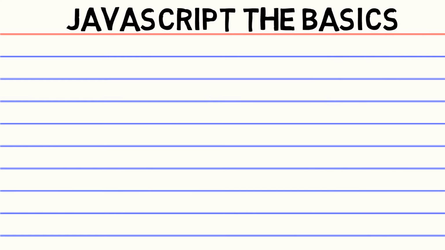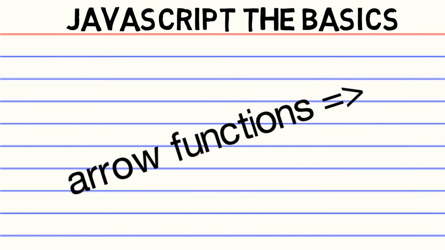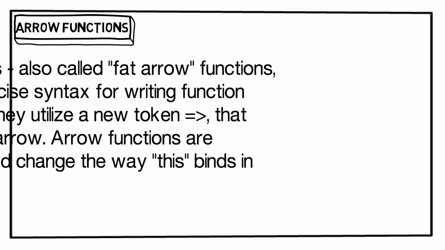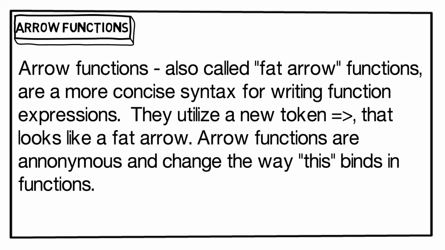In this lesson, we're going to look at arrow functions. What is an arrow function in ES6? Arrow functions, also called fat arrow functions, are a more concise syntax for writing function expressions. They utilize a new token that looks like a fat arrow. Arrow functions are anonymous and change the way this binds in functions.